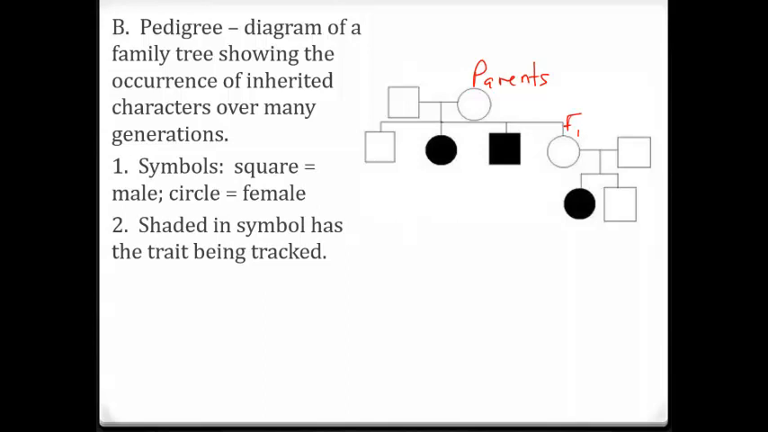And the shaded symbols are showing you who has the trait that you're tracking. So let's say you specifically wanted to track hair color, and you wanted to track all the people that had red hair. Well, these people who are shaded would be the people that had red hair. Or if you were tracking who has blue eyes, then the people with the shaded part are the ones that have the blue eyes. So anytime you see a shaded circle or square, you know that they're the individual who has the trait, and you just need to know what trait they were tracking within that family. And that finishes up a little bit with genetics.